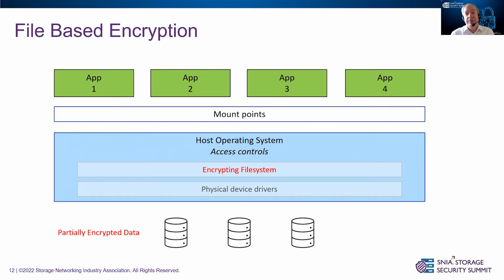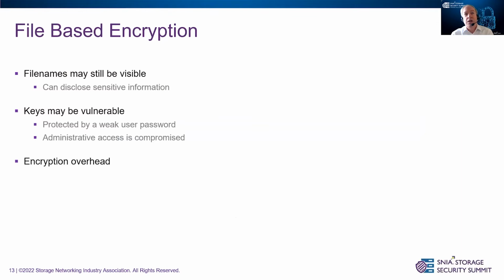Using an encrypted file system seems like a reasonable approach. It typically allows individual files or folders to be protected without imposing an overhead on the entire volume. The data is relatively secure on the physical storage, but this approach does have some drawbacks. For example, file names may still be visible, and that can disclose sensitive information. The encryption keys are usually associated with a user's account and can be vulnerable if a weak password is used or if administrative access is compromised on the system. There's also an overhead associated with the encryption that takes CPU cycles on the host.